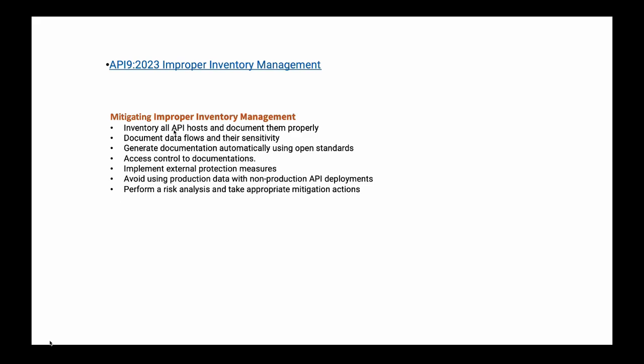Avoid using production data with non-production API deployments, or ensure that non-production endpoints receive the same security treatment as production ones. Always perform a risk analysis, code reviews when newer versions of APIs include security improvements. Take appropriate mitigation actions for older versions. These measures help organizations gain visibility and control over their APIs, prevent unauthorized access, and mitigate the risks associated with improper inventory management.